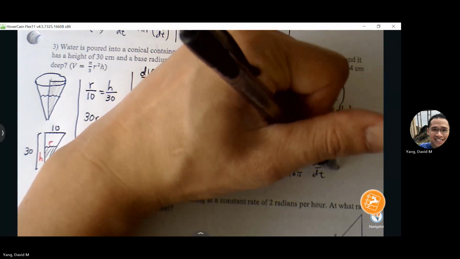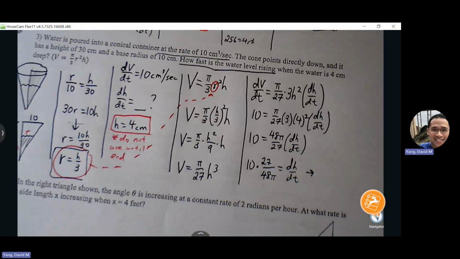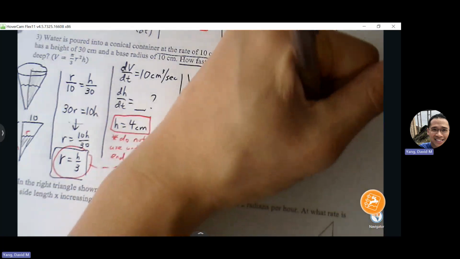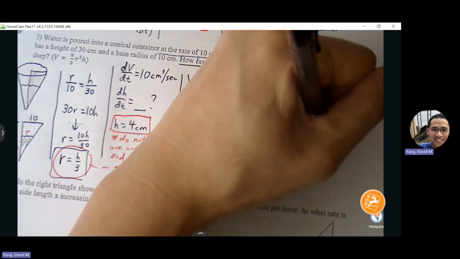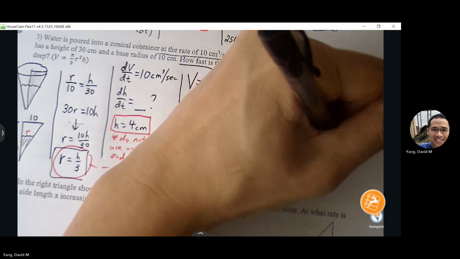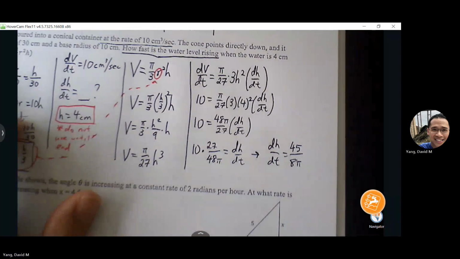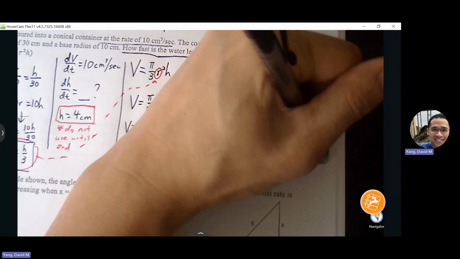Leave pi out of your calculator, but it will stay in the denominator. So you can just do 10 times 27 divided by 48. I get 45/8. Careful that you don't just let that pi float up to the top. It's going to stay in the denominator. Height is a one-dimensional unit, not like area or volume, so it's just going to be centimeters per second.